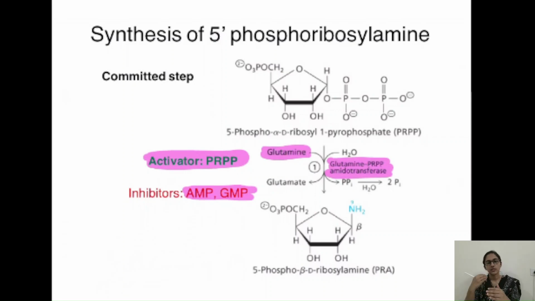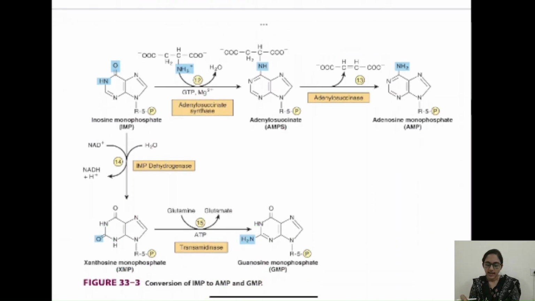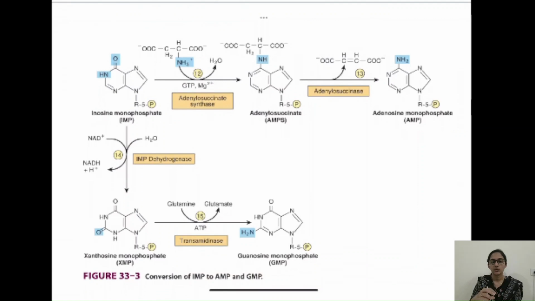From inosine monophosphate, adenosine monophosphate and guanosine monophosphate will be formed, right? Those will be the final products of this purine synthesis. If there is more of the products, of course, it is going to feedback inhibit the de novo purine synthesis. So this committed step is going to be regulated by these inhibitors and activators, right? Yes. So next we'll see how from inosine monophosphate we get adenosine monophosphate and guanosine monophosphate.